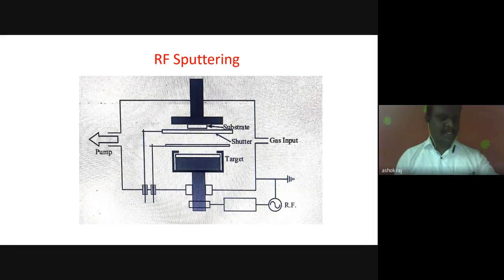It's simply called RF sputtering. The schematic experimental setup of RF sputtering is shown here. Here the RF sputtering experimental setup has three important parts: one is the substrate, another one is the target, and the third one is the shutter. This technique is reliable to deposit both conducting as well as dielectric insulating samples. Using this technique, we can grow high quality films over a large area.